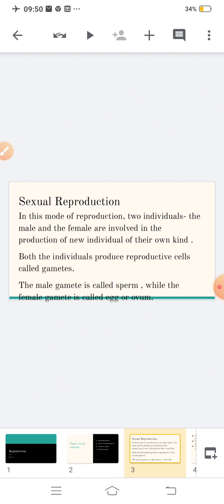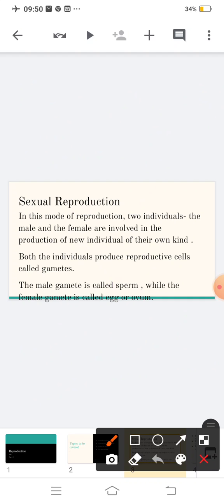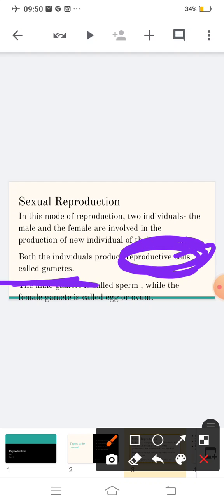Now, both the individuals produce reproductive cells. They will produce reproductive cells, and these reproductive cells are known as gametes. Is this clear to you?